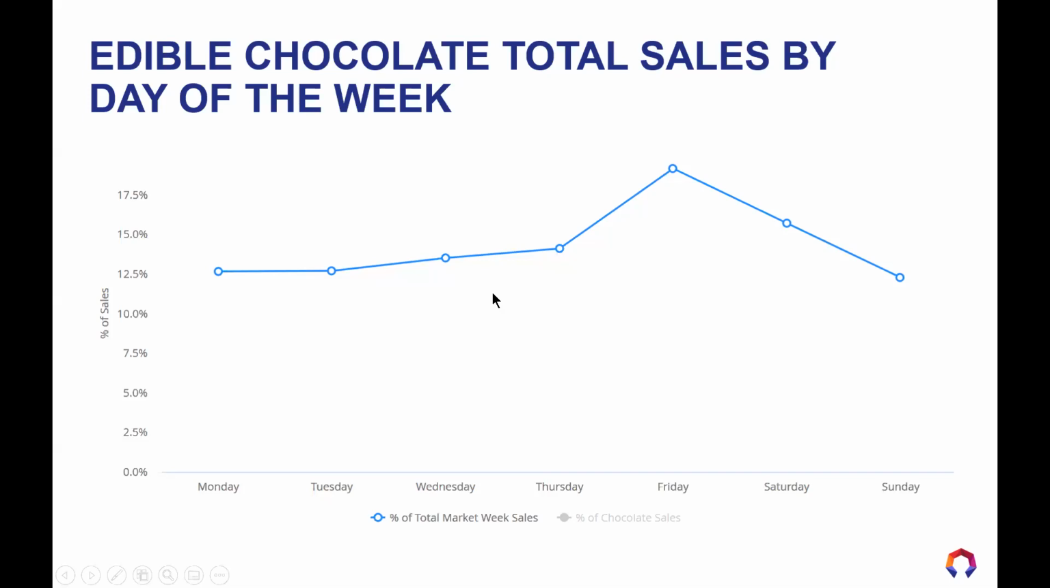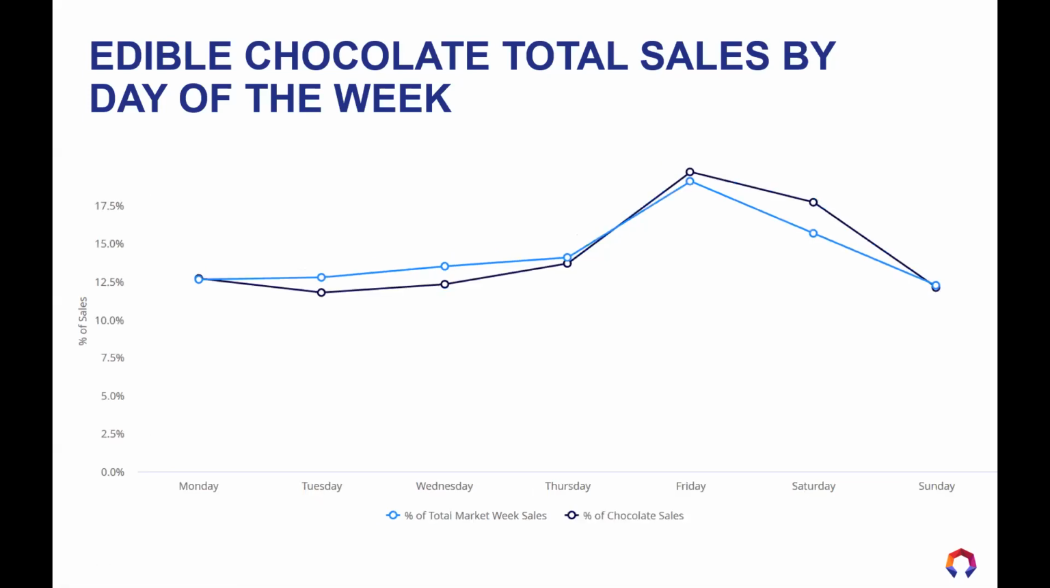So if we compare that to the percent of sales for chocolate, we can definitely see a difference in the trend. Throughout the week, people aren't going into shops buying chocolate, but as we go into the weekend, the percent of total chocolate sales actually peaks above the total market. So even on Saturdays, we're seeing an increased demand in chocolate in our retail stores.